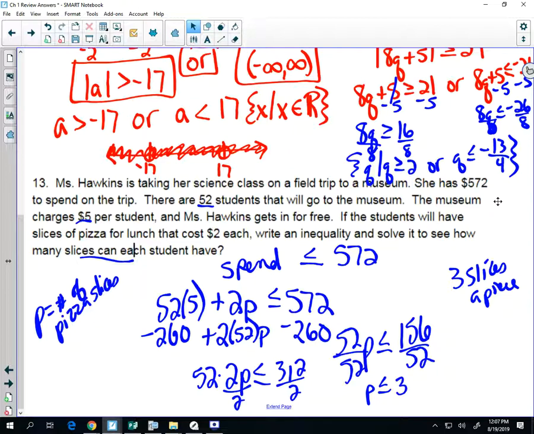But do you see how I took my answer and it didn't make sense? There's no way they could have 156 slices a piece. So I had to go back and adjust my equation. And that's what I want you to do when you see a story problem. See if your answer makes sense in the problem.